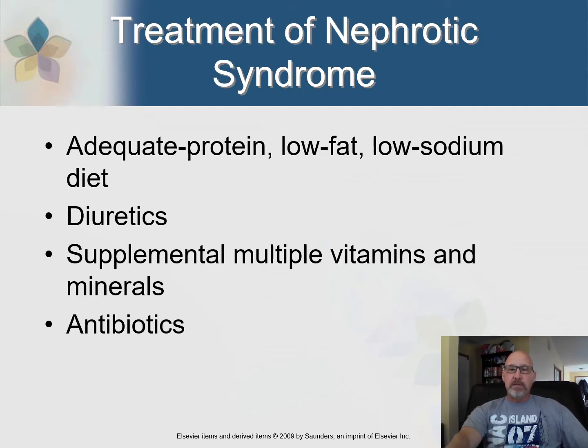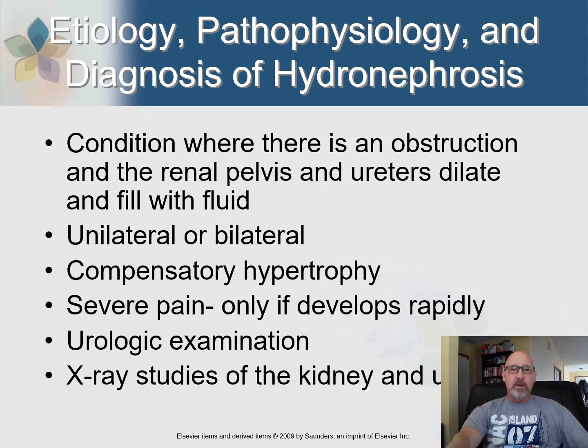Some of the treatments we might look at are an adequate protein, low fat, low sodium diet for any type of nephrotic syndrome. We might look at diuretics, vitamins, and antibiotics. You ought to look at the underlying etiology and treat it to keep the physiology within homeostasis. So if you do have an etiology, what is the pathophysiology of that disease process? Is it occurring in both kidneys or just one? So is it unilateral or bilateral?